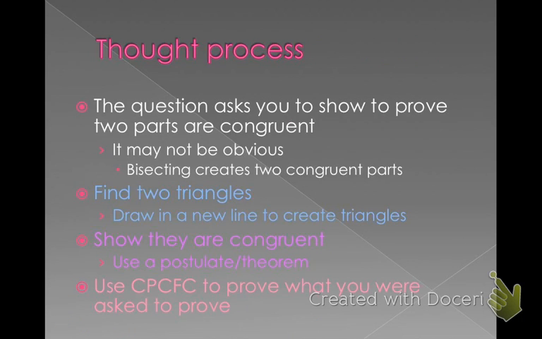So to solidify the thought process here, first thing we need to do is interpret the question. If we're being asked to show that two things are congruent, it may not be obvious that we're being asked that, because remember that there might be words like bisect involved, which means that congruent parts have been created. We're going to find two triangles in the diagram to help us out. We might need to draw in a new line to help us. We're going to show that they are congruent, name the postulate or theorem, and then use CPCFC to prove what we are being asked to prove.